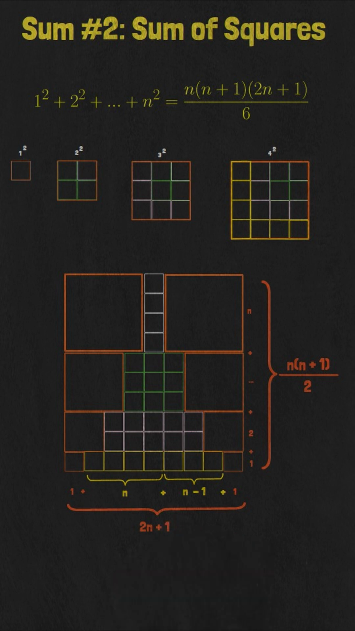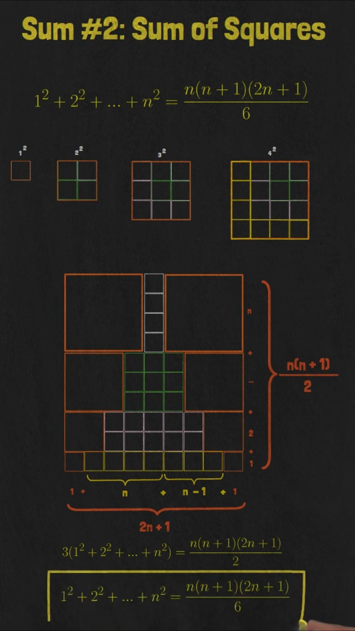If we multiply the length times width, we get 3 times the sum of the squares, which is the area of the rectangle, right? So we can conclude that the sum of the squares is this.